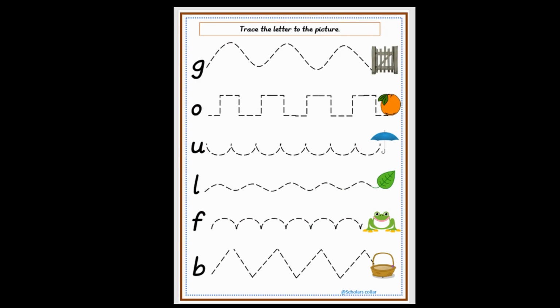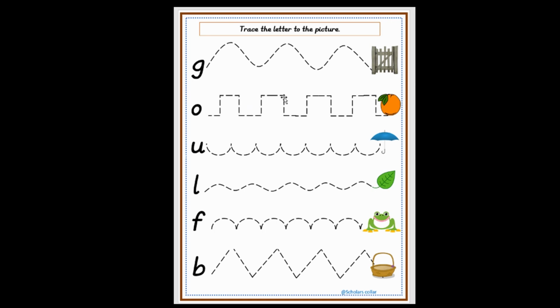Hi everybody, today we are going to do worksheet number 3 of Charlie Phonics Group 3, that is G, O, U, L, F, and B. The sounds of these letters are G, A, U, L, F, and B.